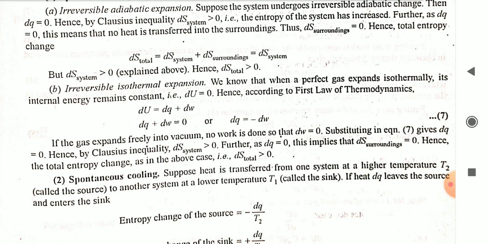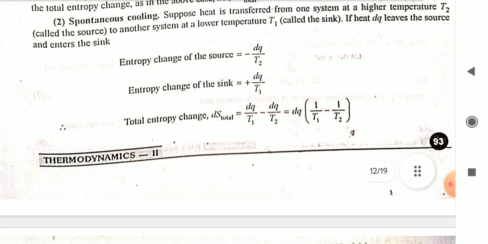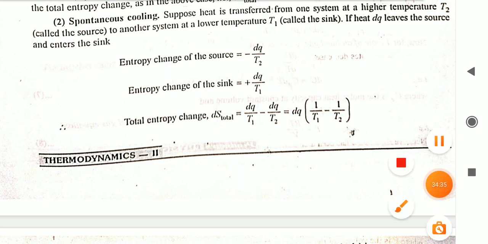Suppose heat is transferred from one system at a high temperature T2, called the source, to another system at a low temperature T1, called the sink. If heat dq leaves the source and enters the sink, the entropy change of the source is equal to minus dq by T2, and the entropy change of the sink is equal to plus dq by T1. The total entropy change dS total is equal to dq by T1 minus dq by T2, which is equal to dq (1 by T1 minus 1 by T2).